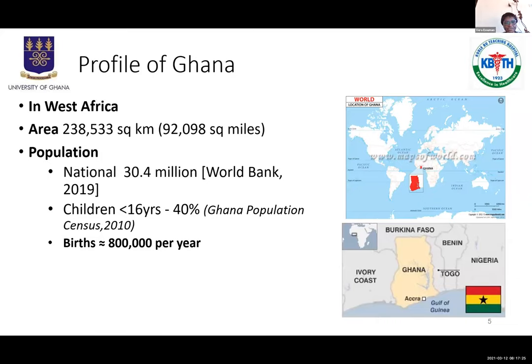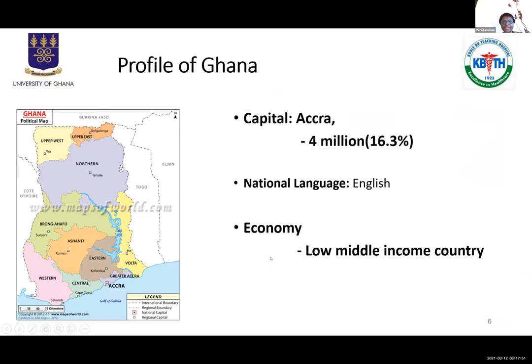So my country is in the western part of Africa, and I practice in Ghana, in the capital city, which is Accra. Ghana has a population of about 30 million people, and less than 40% of this population is aged less than 16 years, with a birth rate of about 800,000 a year. We became a low middle income country a few years ago. Sometimes we are not sure whether we are a low middle income country or a developing country, but I think either way, we settle for that. And the city in which I work has a population of about 4 million people.